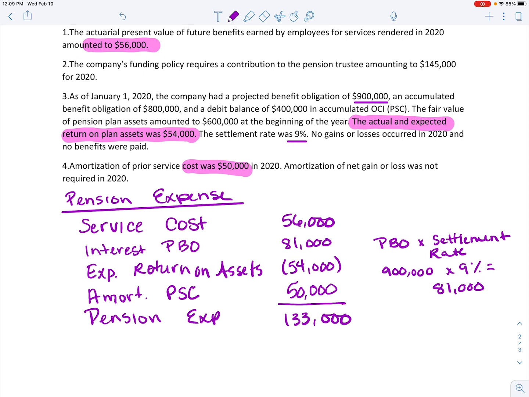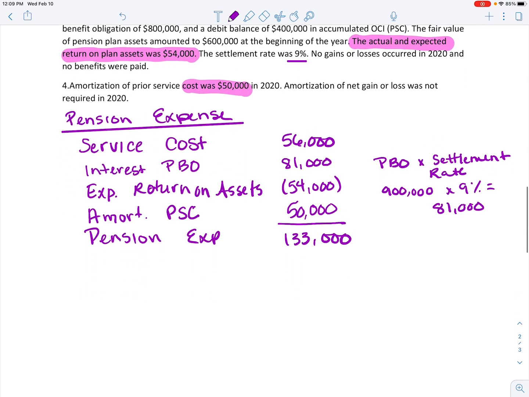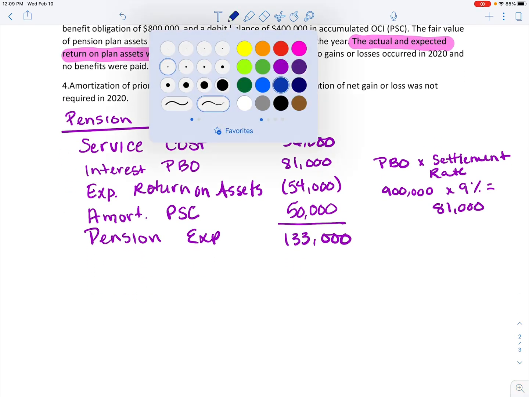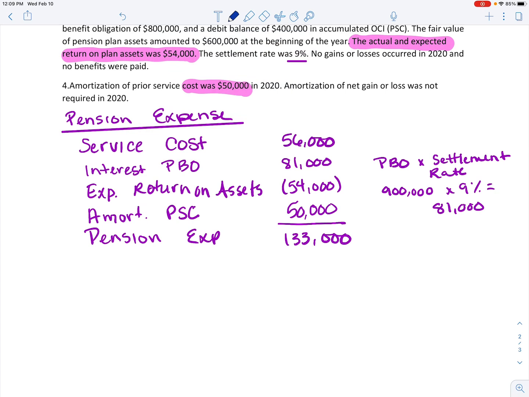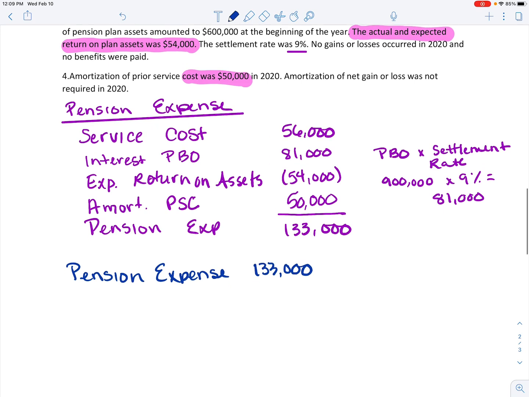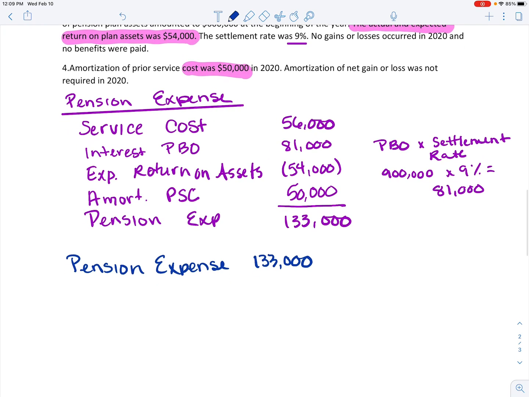Now I can use this information to complete the journal entry that would be needed for this. I'm always going to debit my pension expense, which I just calculated. I'm going to jump around here, so leave yourself some space.